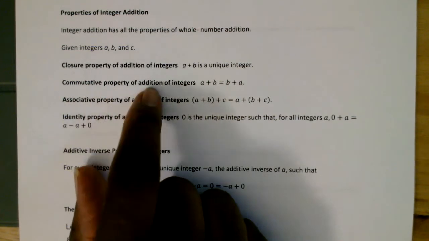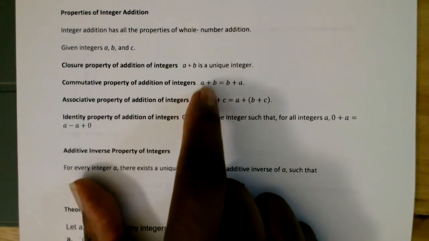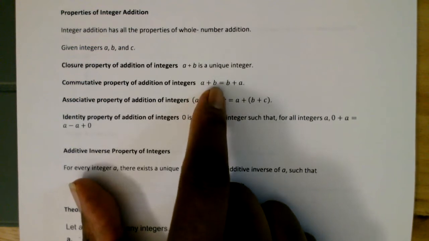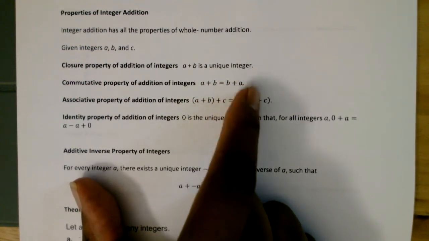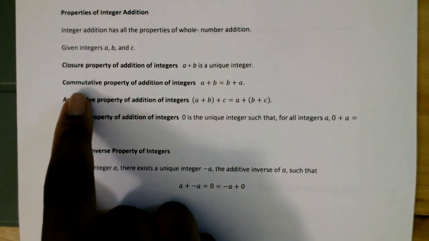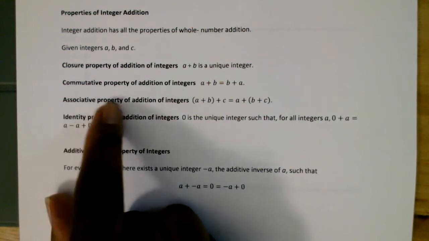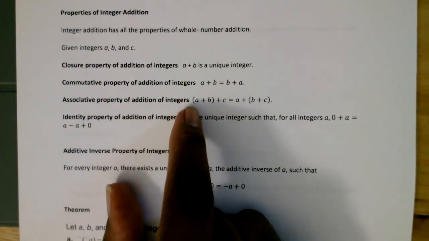The commutative property of addition of integers: I can add A and B together and get the same thing as if I was adding B and A together. So in the commutative property, the order does not matter. For the associative property, the grouping does not matter. It's not going to change the answer.